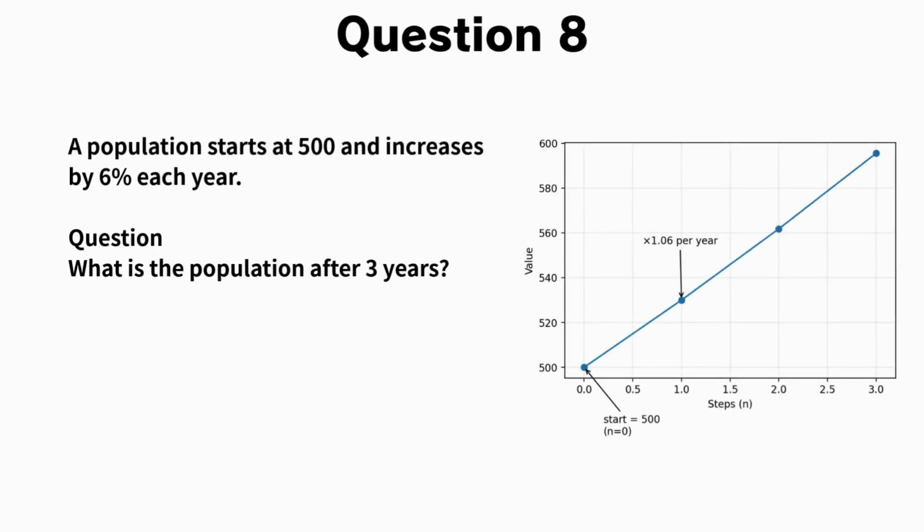Question 8. A population starts at 500 and increases by 6% each year. Take a moment to read the statement carefully. This is not a linear situation. The population does not increase by a fixed amount. Instead, it grows by a fixed percentage each year. Your task is to find the population after 3 years.